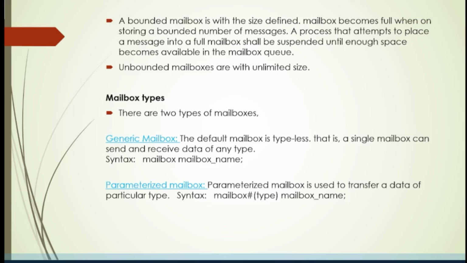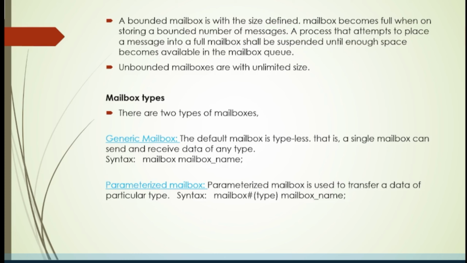Basically, generic mailbox is nothing but a default mailbox, we'll call it as. Through this generic mailbox we can send any type of data type. Like you can send either strings, or real numbers, or enum data type. Like this you can put any data type in this generic mailbox. So by default, generic mailbox is active in nature.